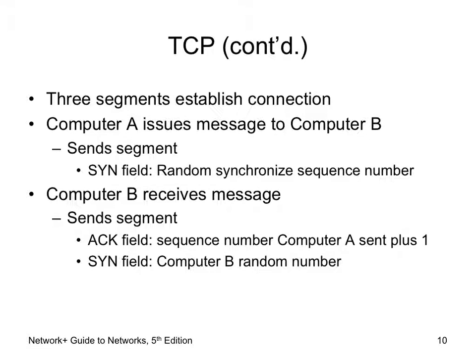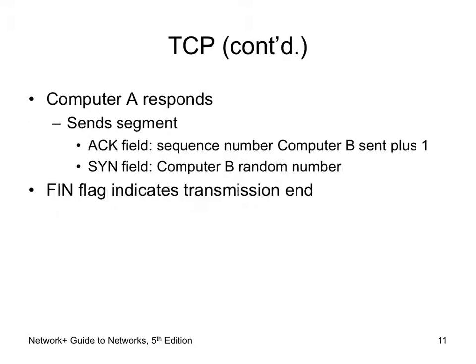So 3 segments establish connection, like computer A issues a message to computer B, sends a segment. The send field, a random synchronized number is created. Computer B receives the message, sends back a segment, acknowledges it found that segment. Computer A sends a +1 to it to acknowledge it. The send field on computer B gives back a random number. Computer A responds, sends a segment back. Acknowledgement field, sequencing number +1. The send field, computer B, random number again.